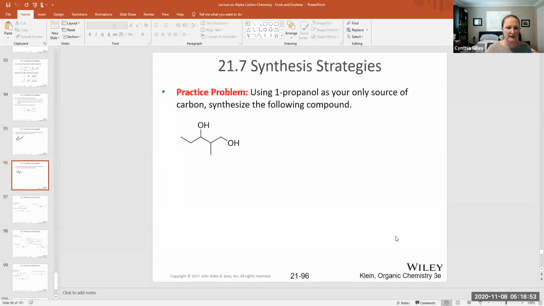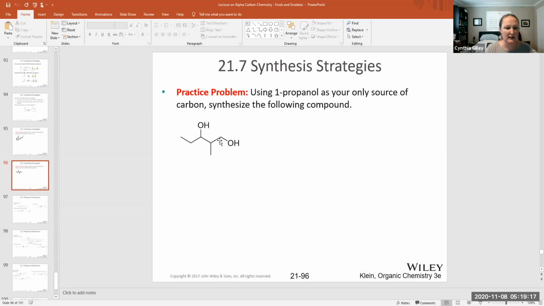Okay, let's move on to the next practice problem. This one is another synthesis, and we're going to look at the directions for the problem. Using 1-propanol as your only source of carbon, synthesize the following compound. So that means that you have to start with 1-propanol. You cannot get carbons from any other source.